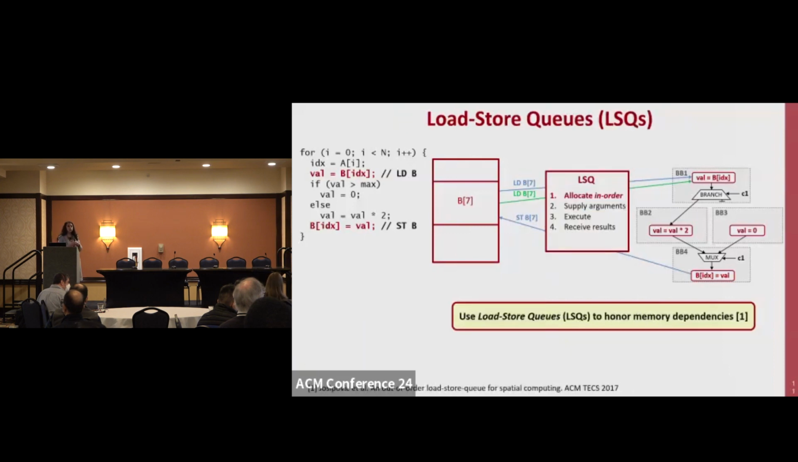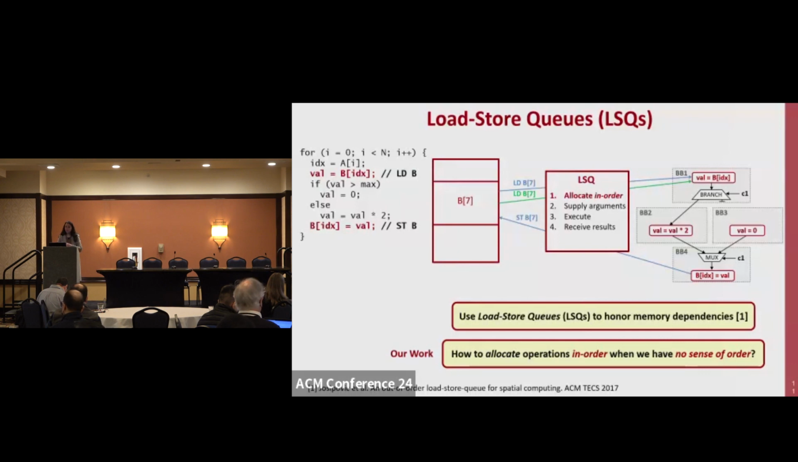Previous work proposed a smart solution to this problem by inserting a load store queue to reorder those out-of-order memory accesses. The operation of the load store queue is summarized in the given 4 steps. And in the context of our data flow circuit, the most challenging of those 4 steps is the first step, which is about allocating operations in the load store queue in order. The reason why it is challenging in our context is because in our data flow circuits, we have no sense of order at all. So how could we allocate in order? Our work answers this question.